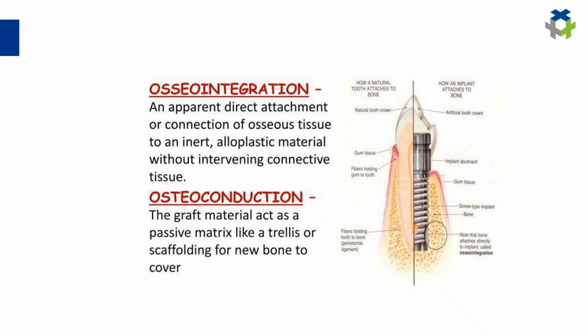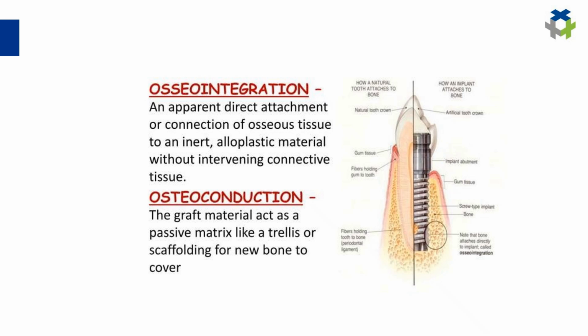So this is how a natural tooth attaches to the bone, right? This is a natural tooth crown. This is the gum tissue, the gingival tissue. These are the fibers holding the gums to the tooth, and these are the fibers holding the tooth to the bone. The periodontal ligament is also present.